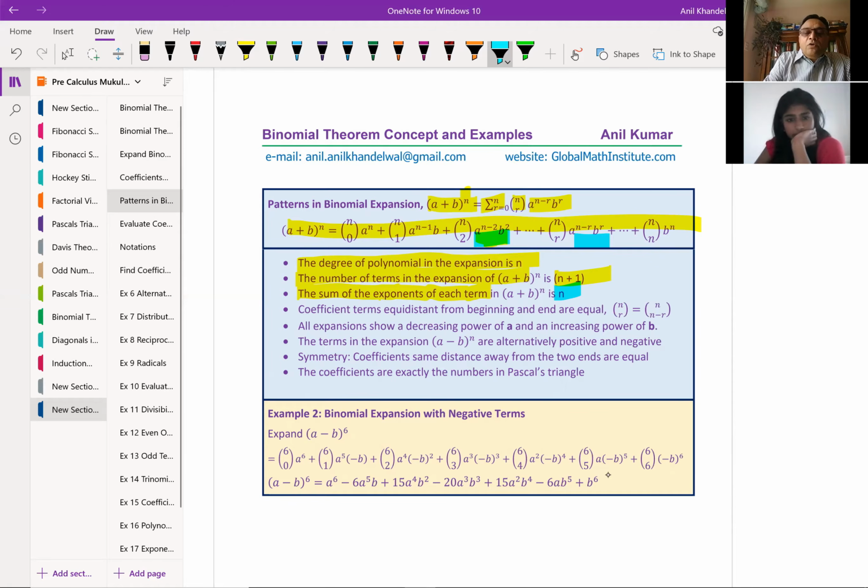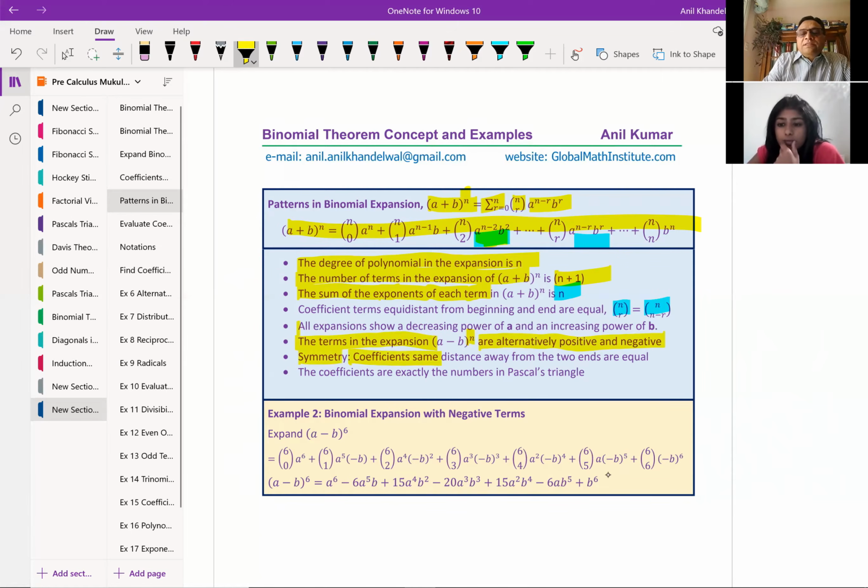Coefficient terms equidistant from beginning or end are equal. That means to say nCr is equal to nC(n minus r). So from both the sides, you will end up at the same number, right? That is the symmetry. Now, the terms in the expansion of a minus b to the power of n, when I make b minus, then all those terms where b is with odd power will become negative, correct? Therefore, we are going to get alternately positive and negative terms.